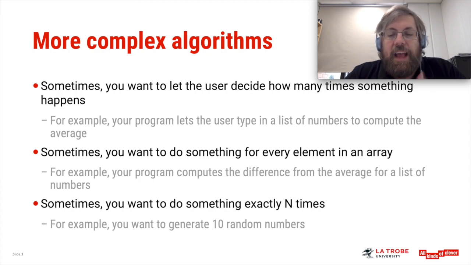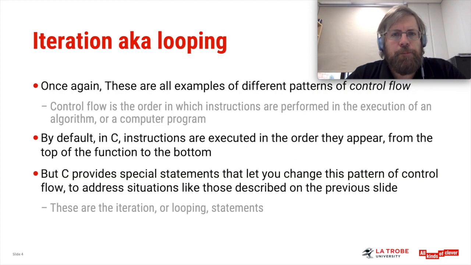Sometimes you want to do something exactly a certain number of times, and you don't want to just rewrite the same code for every time. You don't want to have 10 copies of generate random number. You want to say, I want to generate 10 random numbers. So these are all things that are enabled by the looping constructs. These are the statements that we have. They change the control flow of a program.